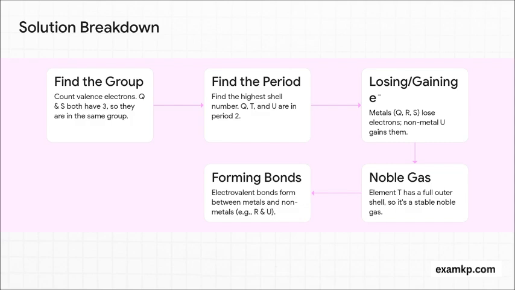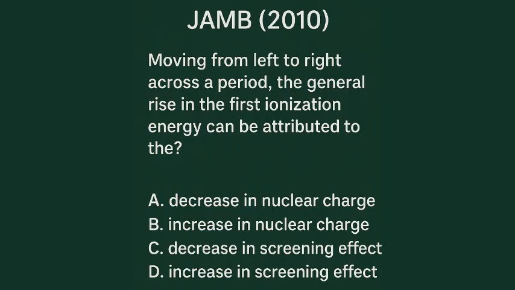Now here is a typical JAMB question. This one goes a little deeper. It's not just asking what the trend is, it's asking why it happens. So what's the fundamental reason that ionization energy increases as you move across a period?